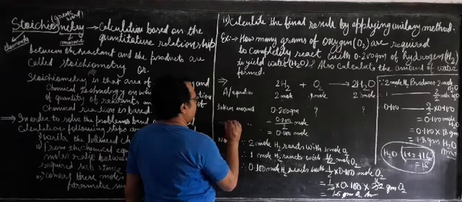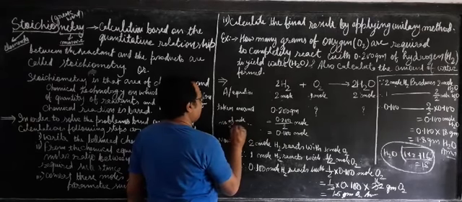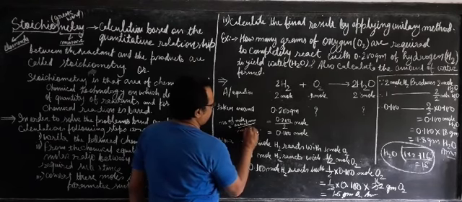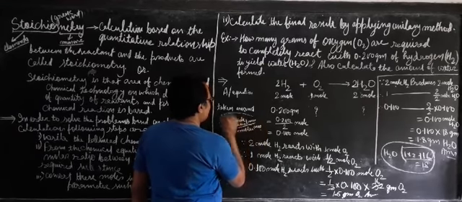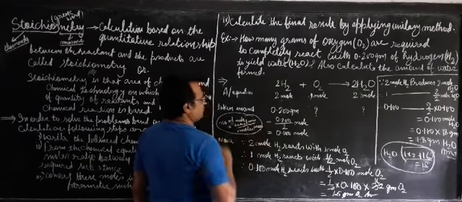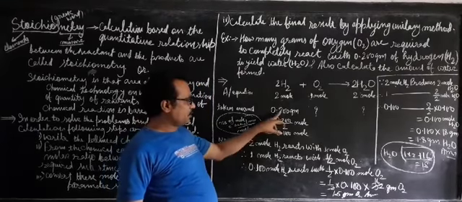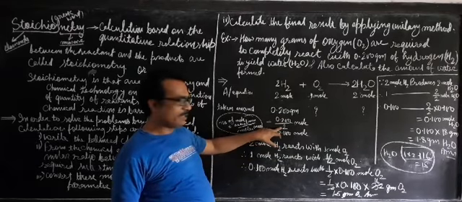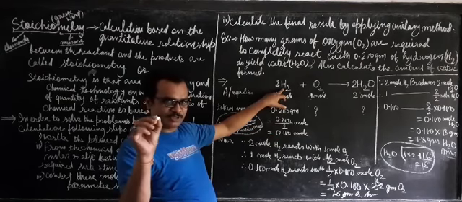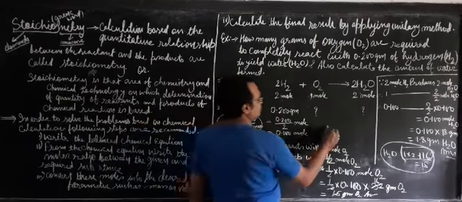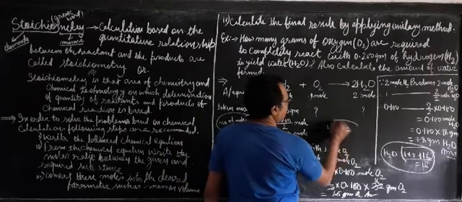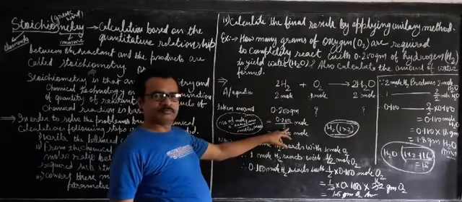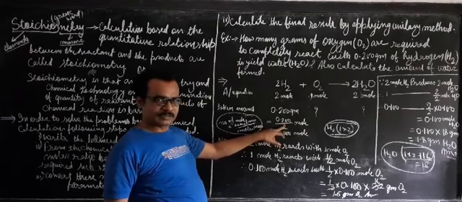So this is the formula to calculate the number of moles: actual mass by molar mass. So 0.200 gram would be equal to 0.100 mole, because this is the actual mass divided by the molar mass of hydrogen. Hydrogen is H2, so it would be 1 into 2, that is 2 gram. So 0.200 divided by 2 gram, that is the molar mass of hydrogen.